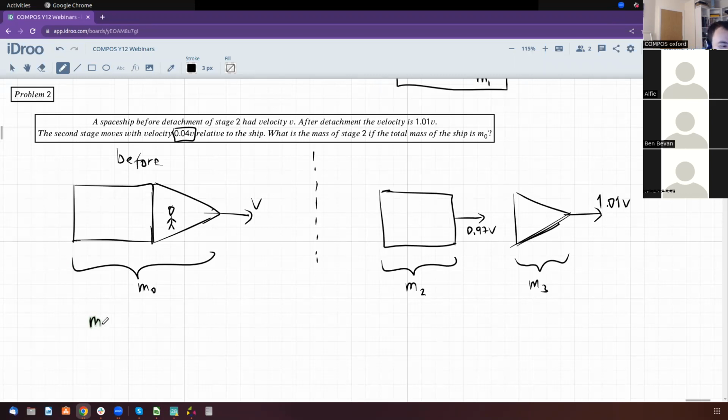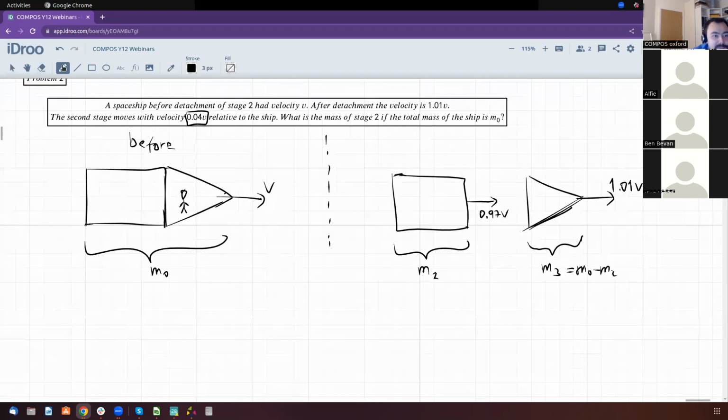So we know that m2 plus m3 is equal to, well, we don't have to do this. We don't have to introduce m3. Let's make our life easier. m3 is m0 minus m2. It's the mass of the whole rocket minus the stage m2. We're assuming that we're not losing any fuel, so we can do that.